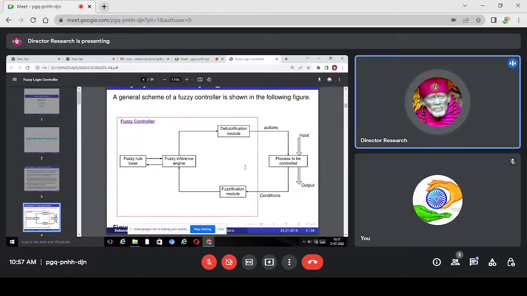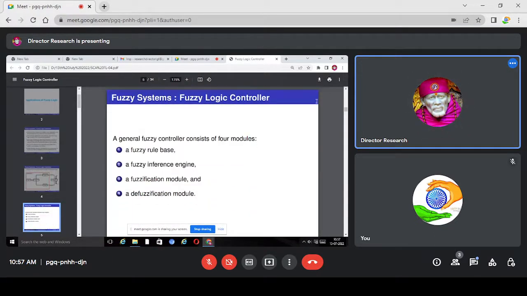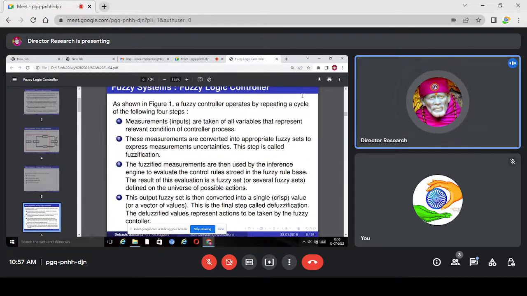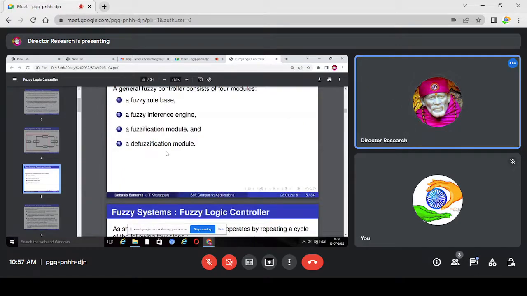Okay. So the general scheme of a fuzzy controller is shown in the figure: fuzzy rule base, fuzzy inference engine, fuzzification module, process to be controlled, conditions, actions, input, output, fuzzy systems, fuzzy logic controller. The general fuzzy logic controller consists of four modules. First is the fuzzy rule base. The second is the fuzzy inference engine. The third is the fuzzification module. The fourth is the defuzzification module. As shown in figure 1, see the diagram.